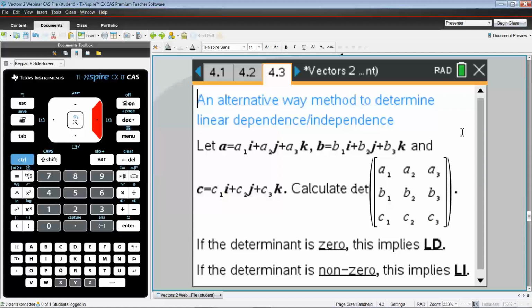It's just a way to quickly check for dependence and independence. I personally like to use it for multiple choice questions on exam 2. When you want a really quick way to determine dependence or independence, you can use a determinant.